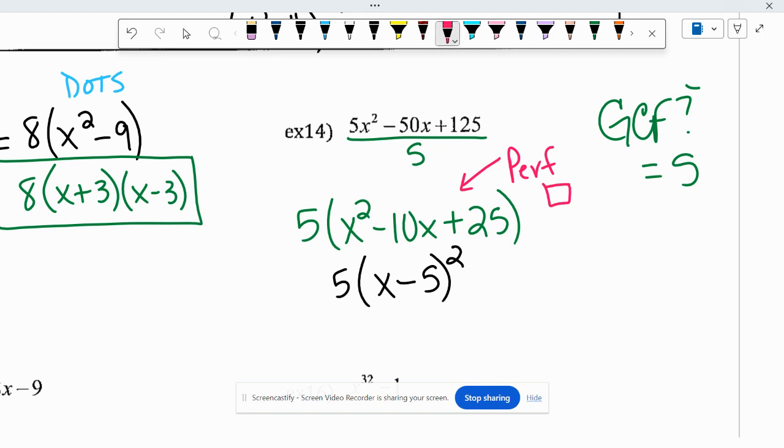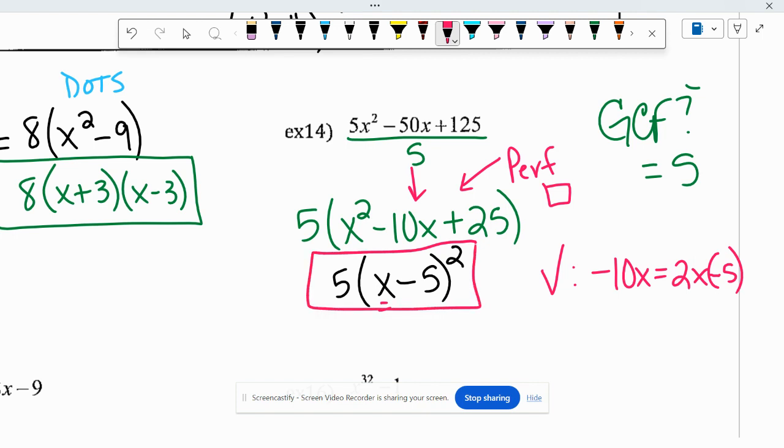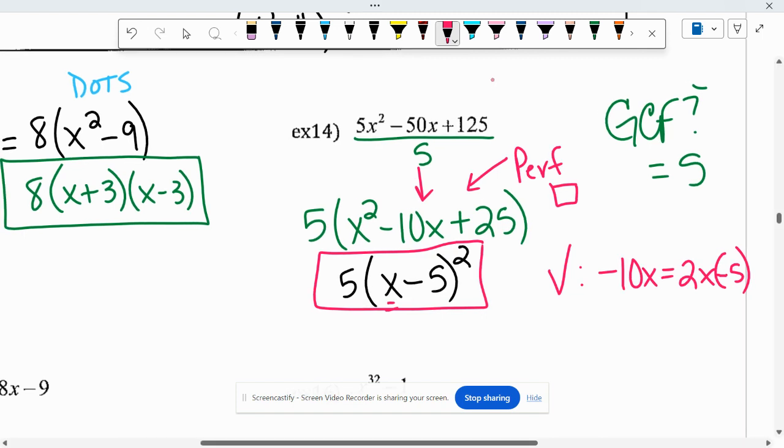I want to check it and make sure that this works, right? So my middle term is negative 10x, and that should equal 2 times the first term, which is x, times the second term, which is negative 5. What is 2x times negative 5? Negative 10x. That's how I know that this is a perfect square trinomial. Got to look for GCFs. I think sometimes you look at something and you think it's not factorable, but it's because you've got a weird GCF in there that's throwing you off.